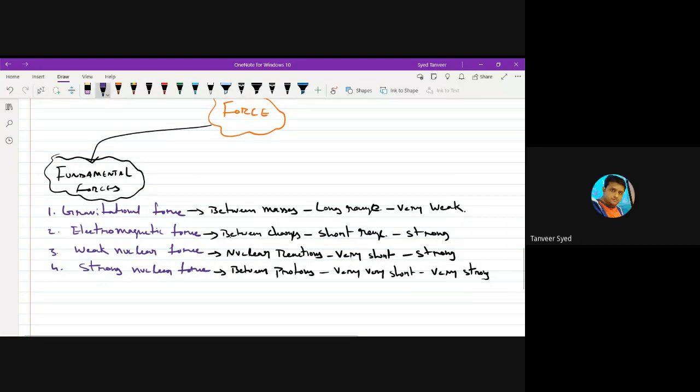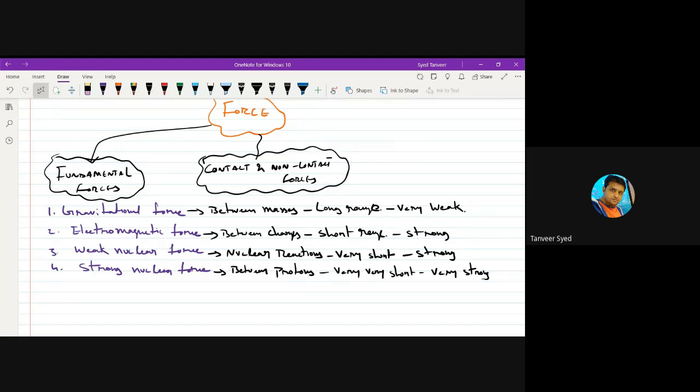This is one classification of force, like fundamental forces. Then we have another classification like contact and non-contact forces. As the name themselves say, contact forces are those forces which can act only when the two bodies are in physical contact with each other, like pulling, pushing, friction. If you want to push or pull an object, you should hold it either directly or indirectly, in your hand, or you should tie a rope to it. So only when there is physical contact between you and that body, you can apply force on it. We call such forces contact forces. Forces which can act even without physical contact between two bodies, we call them non-contact forces.